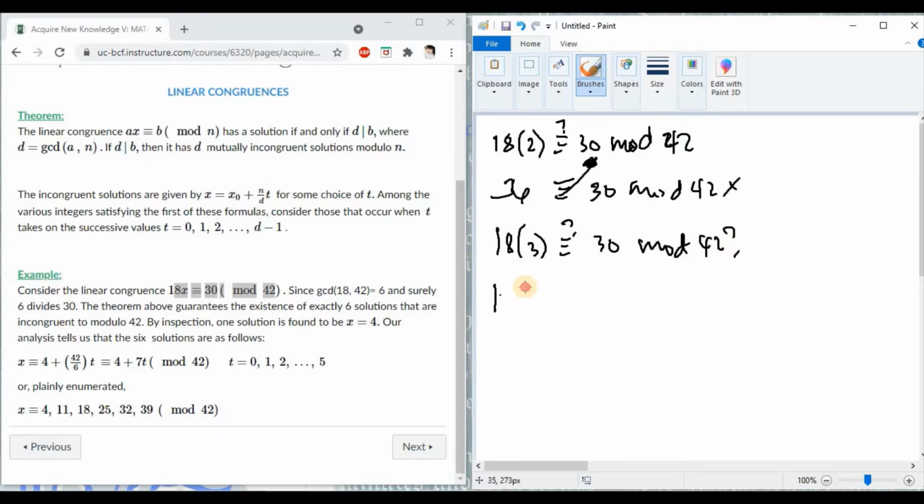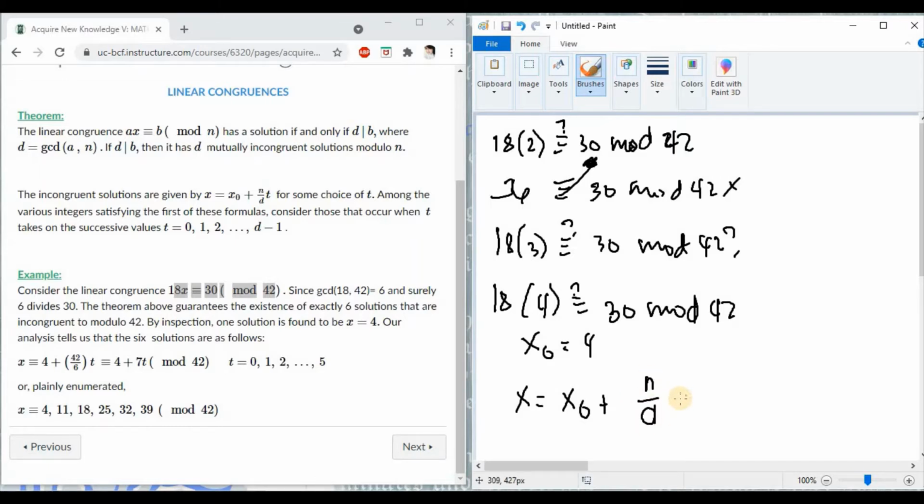Next, you move on to 4. So, itry natin 18 times 4. Is it congruent to 30 mod 42? Okay? 18 times 4 is 72. 72 minus 42 is 30. So, nahanap natin yung unang value, x sub 0 natin, which is 4. And using our equation, dito ko na isulat, x is equal to x sub 0 plus n over d times t.